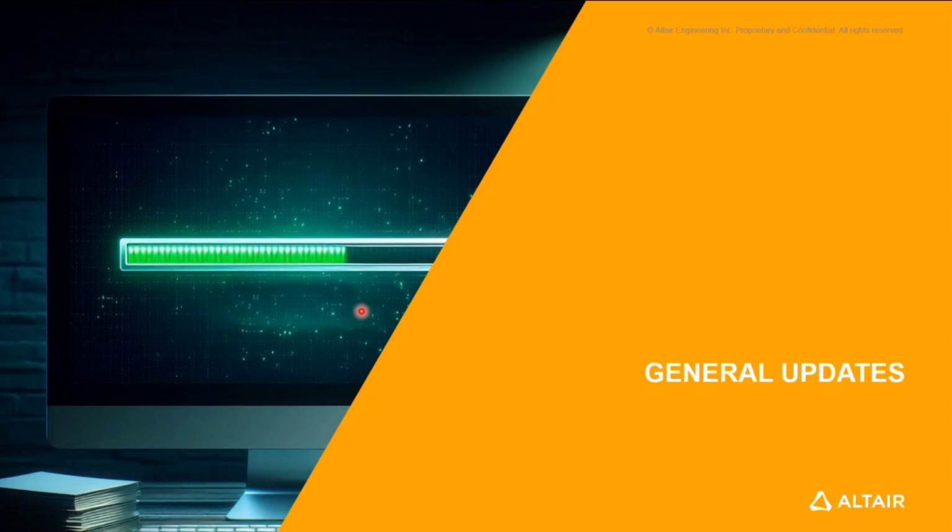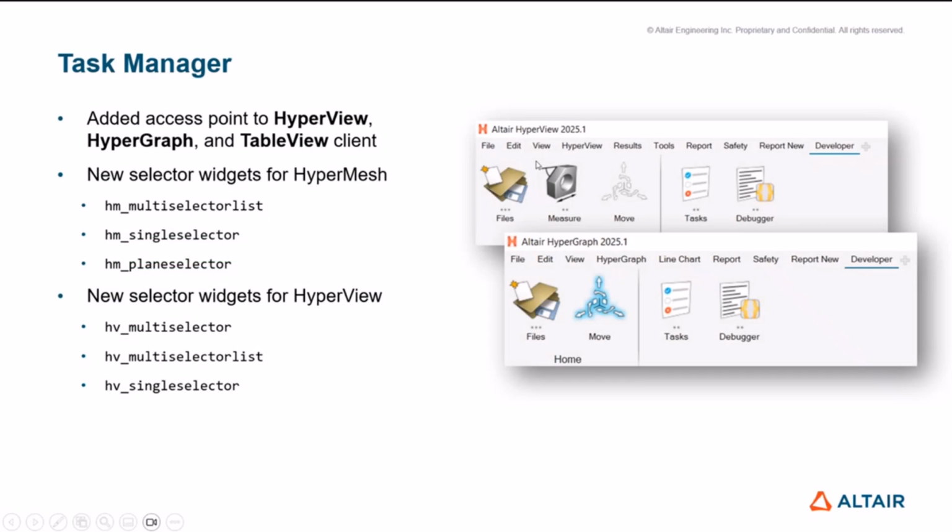And now I pass it to Mikhail. First news we wanted to mention is on the Task Manager side. Together with adding the developer ribbon to multiple other clients, we have added an access point to Task Manager to HyperView, HyperGraph, and TableView. So from all these clients, including HyperMesh, of course, you can now access the Task Manager. On top of that, we have introduced new selector widgets for HyperMesh and for HyperView as well. These are, of course, built on top of our Python API.